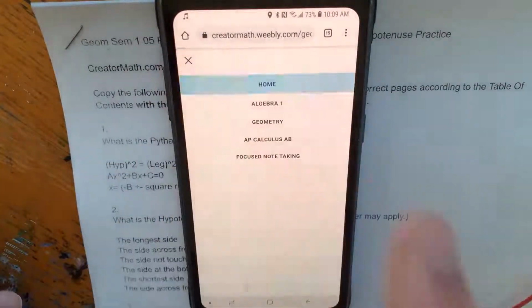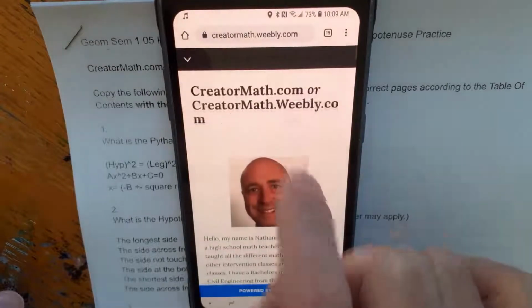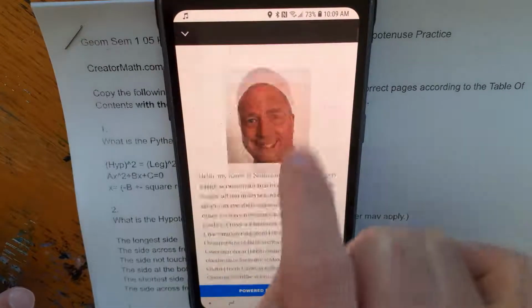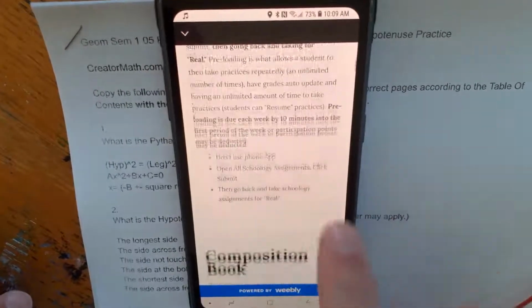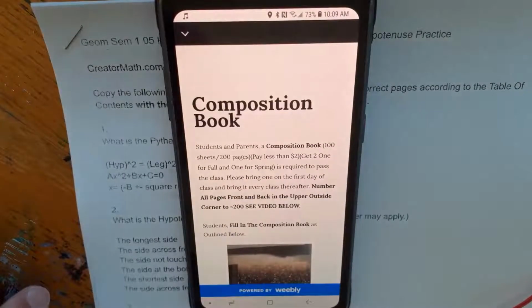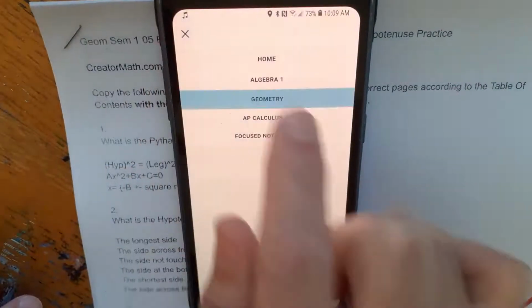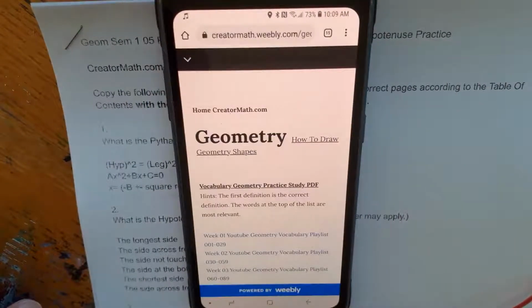Here's the home page. Here's what it looks like when you get to the home page. If you scroll down, you're going to find everything you need to know about the composition book, the requirements, the videos that you need to watch to do it, the due dates, etc. We're going to go to Notes for Geometry. That's all under the Geometry tab.